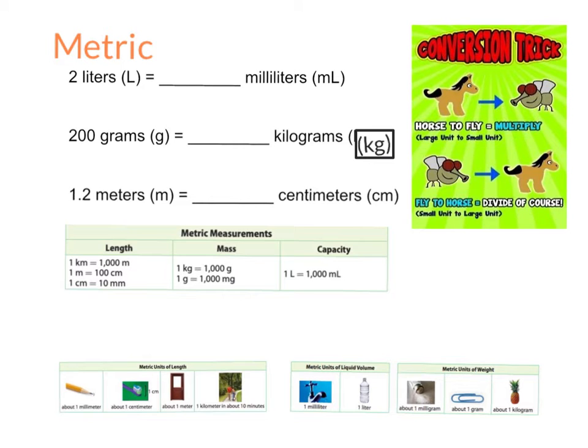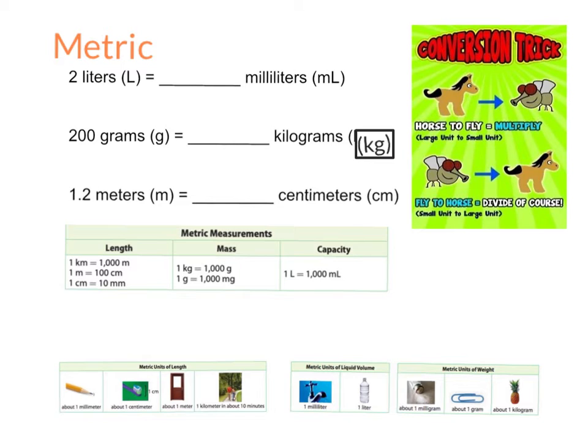We talked a little bit about a conversion trick. So horse to fly, you multiply. That means if you're going from a large unit to a small unit, you're going to multiply. Fly to horse, divide of course. That means if you're going from a small unit to a large unit, you're going to divide.